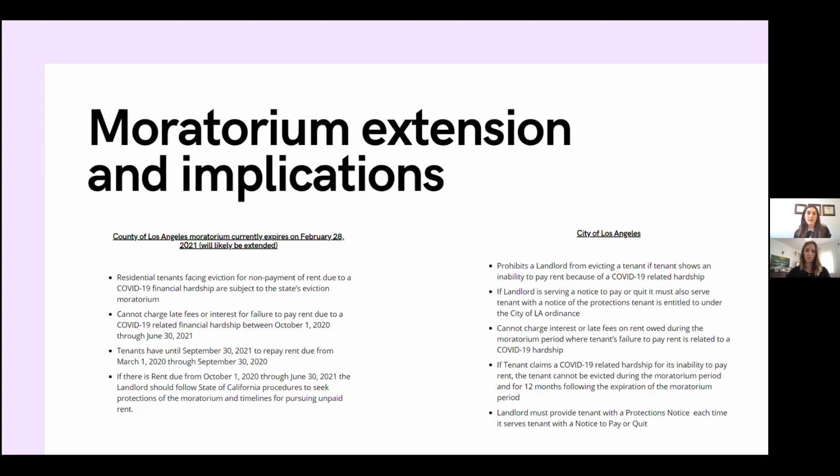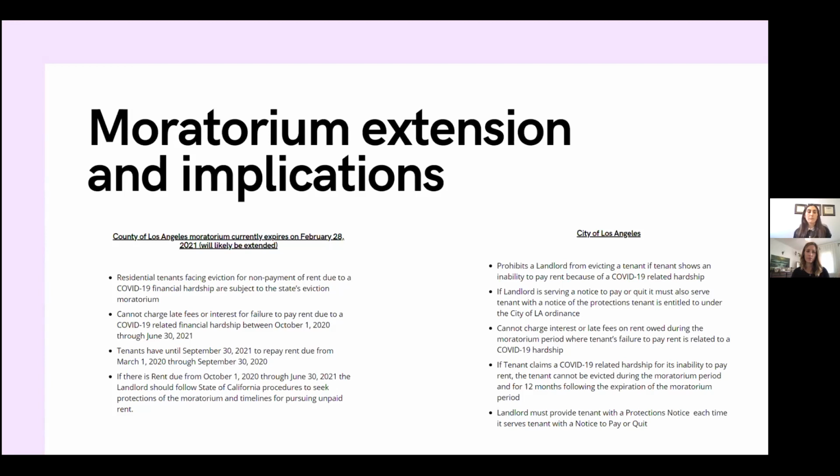The County of LA defers to the SB 91 bill with respect to the rent owed during the transition period, where if the tenant pays the 25%, then the tenant's protected, and if they don't, then you can file your action beginning August 1st.